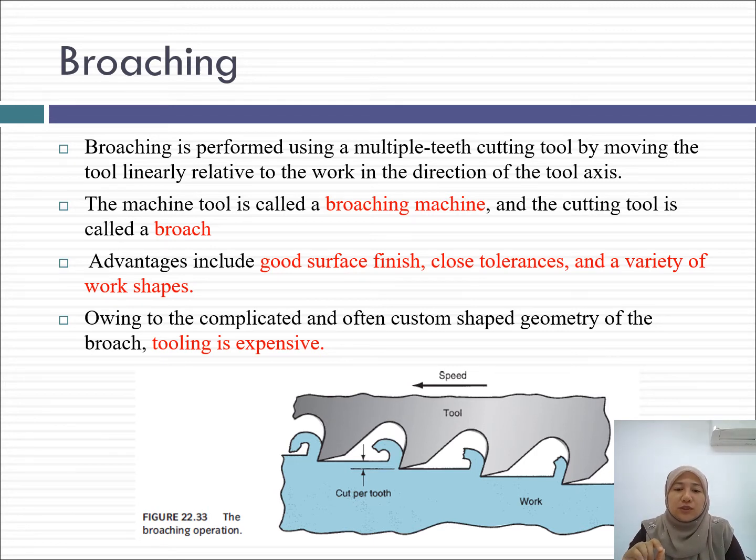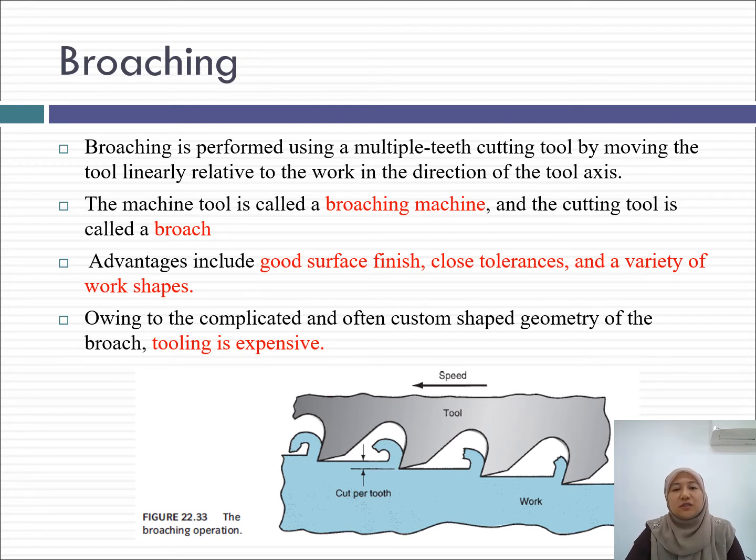If you want to compare with shaping and planing, which has a single tool, you can see a similar operation whereby the cutting tool moves forward one stroke to remove the material. However, in broaching, the cutting tool has more than one tooth, so it is not a single point cutting tool. Thereby, at one stroke, it can actually cut a deeper depth of cut. The machine tool is called a broaching machine, which I will show later in the next slide. The cutting tool is called the broach.